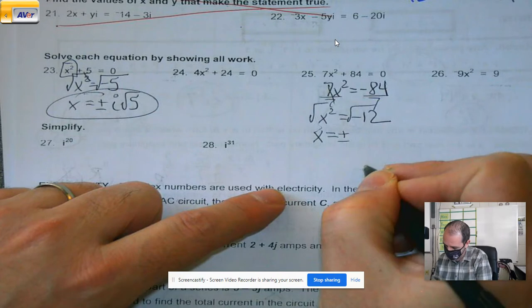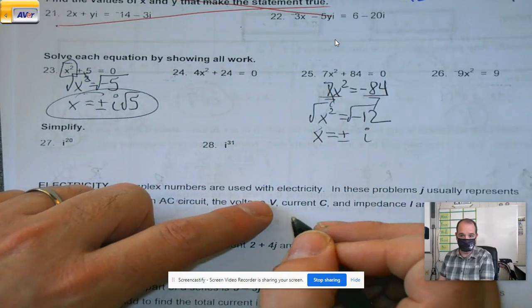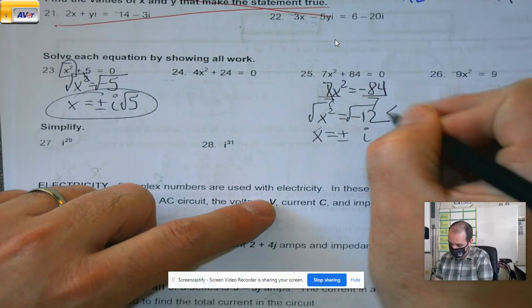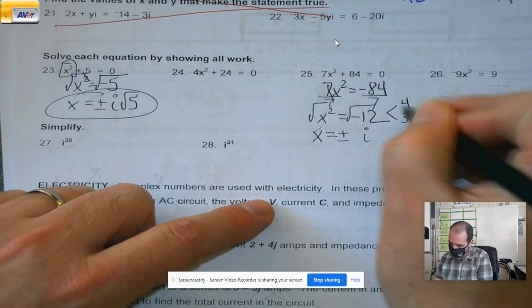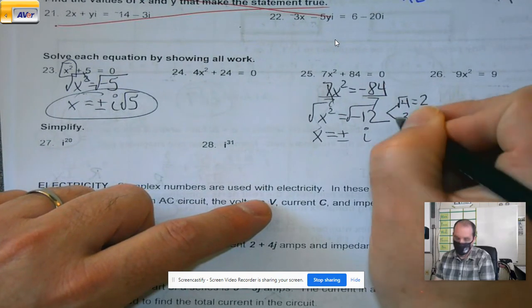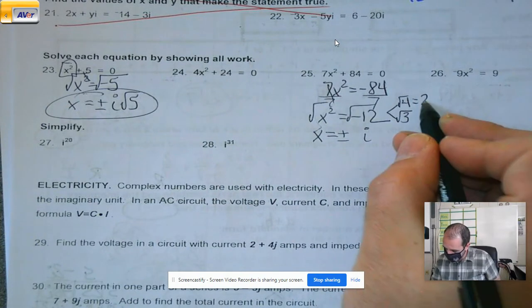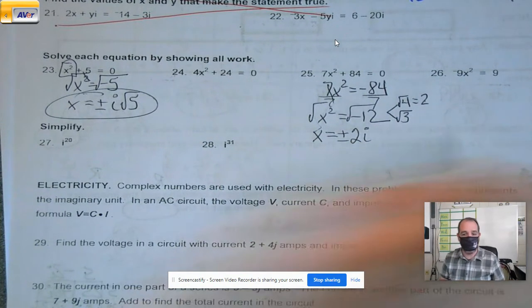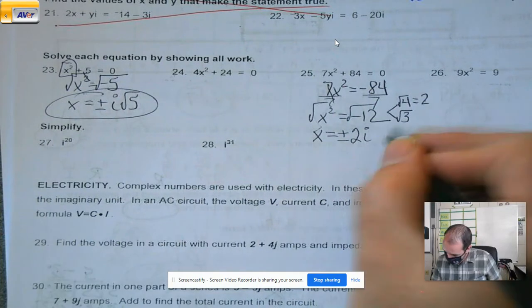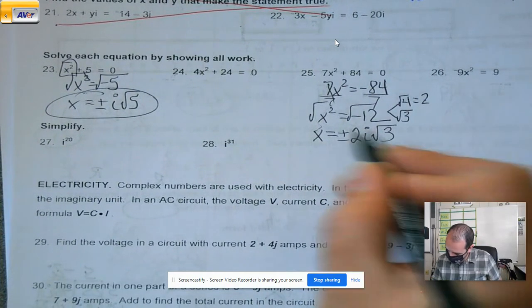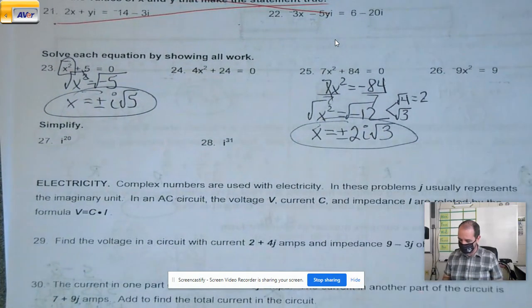Plus minus, pull an i out, and then reminder, 12 has a perfect square as a factor. So that 2 that gets out of radical jail can hang out with i. The 3, though, still acting irrationally, has to stay in radical jail. Okay. Last part.